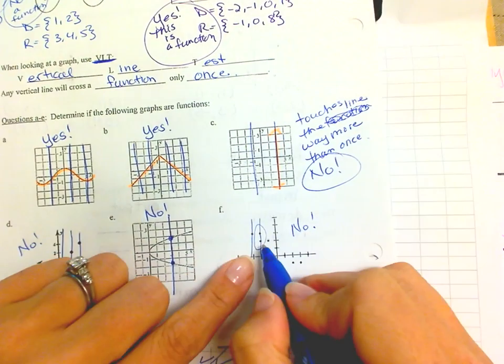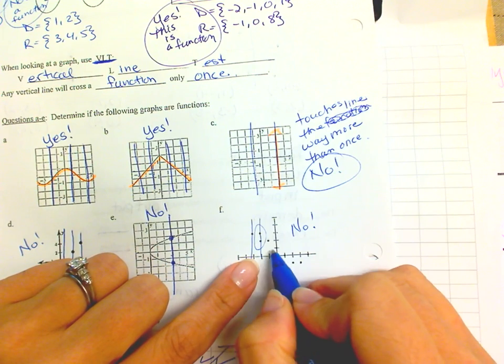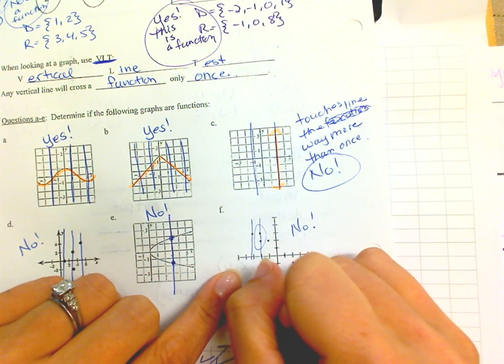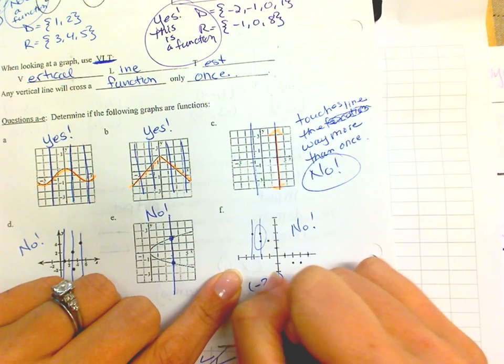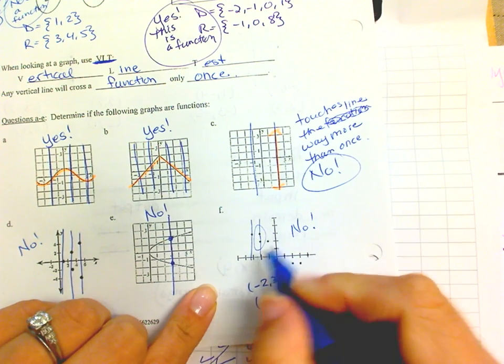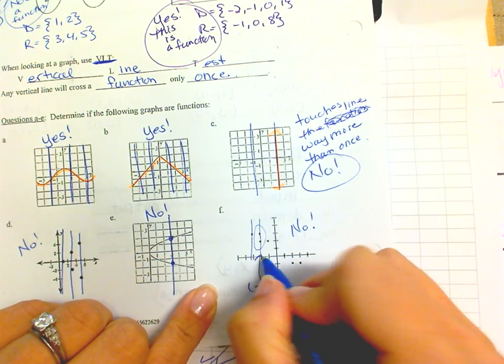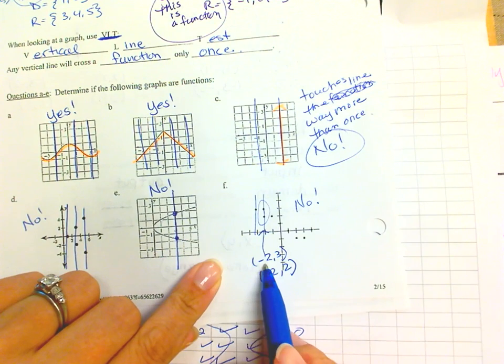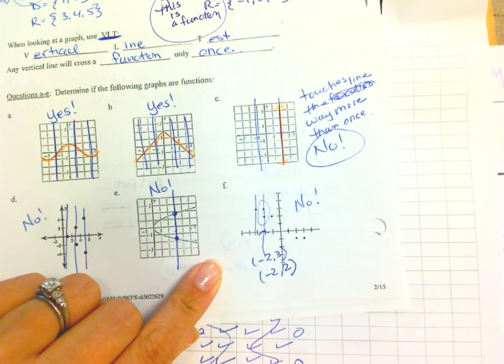Because basically this would be the points, let's see, you've got -2, 3, and -2, 2. That's what those are there. So you have your x repeating here, so that will not be a function.